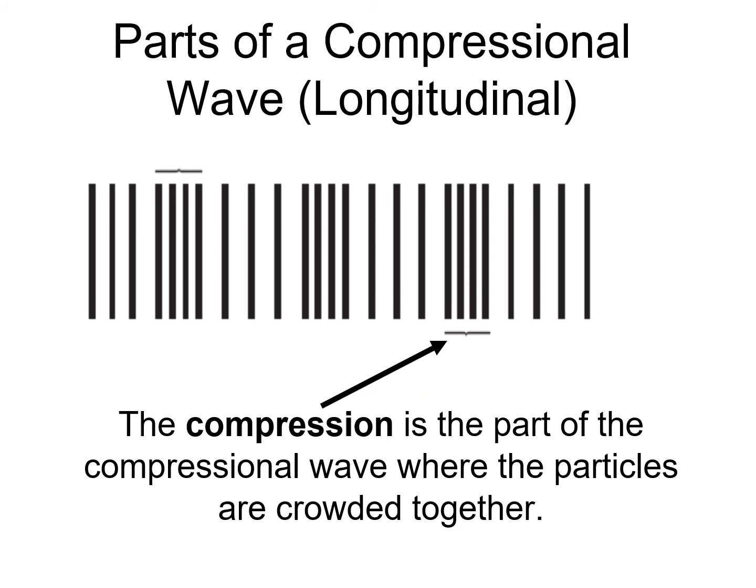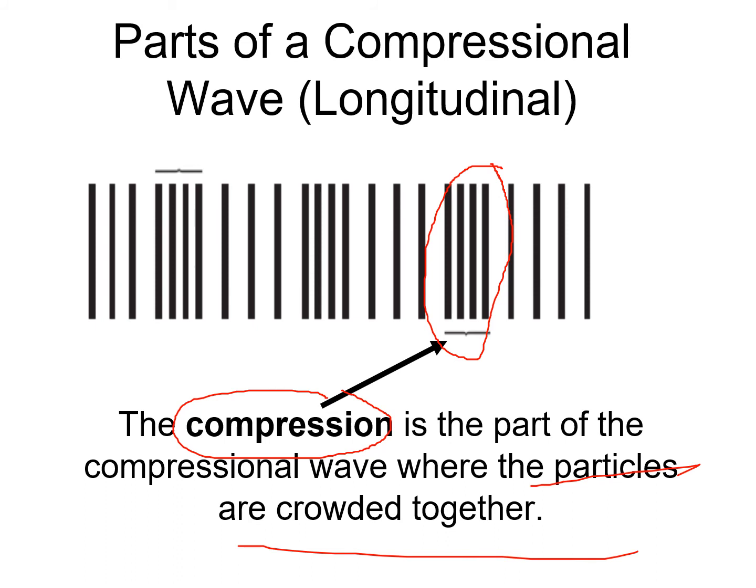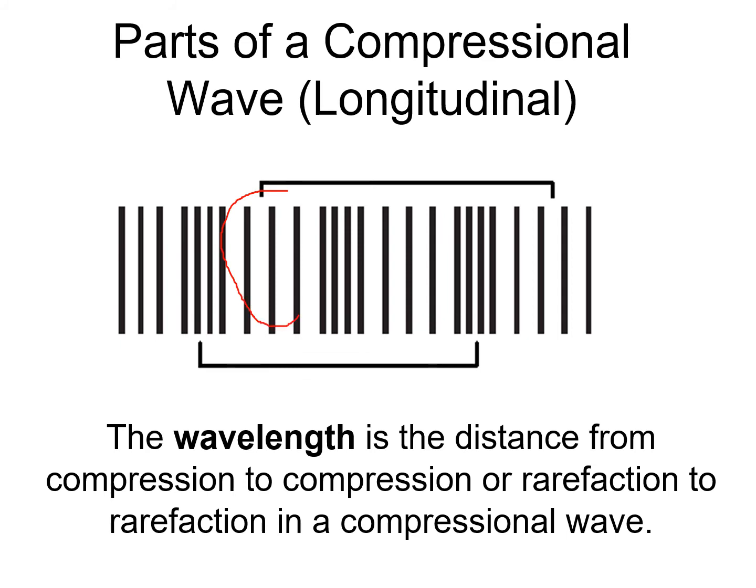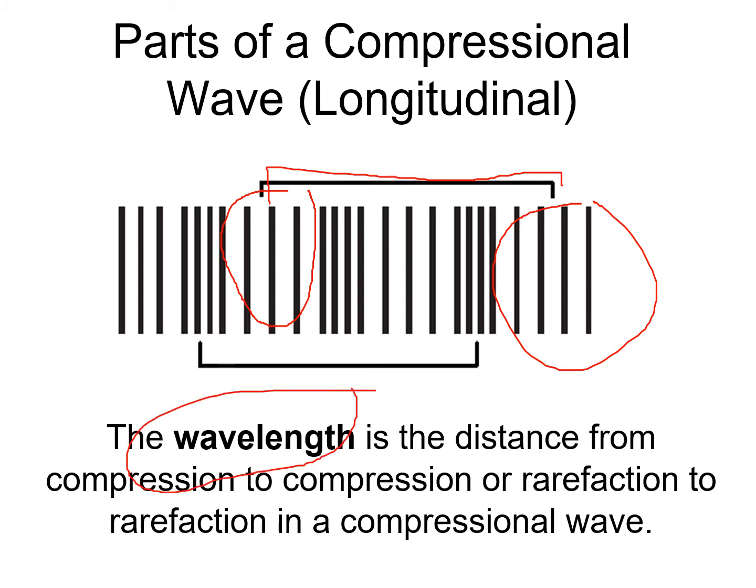Now let's move to the parts of a compressional wave. This part is called compression, which means particles are crowded together. And this part is called rarefaction, which means particles are spread apart. And then from this rarefaction to rarefaction, ang tawag po nito is wavelength. Pag sinabi namang compression to compression, wavelength din po ang tawag.